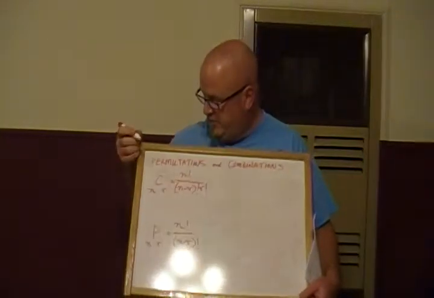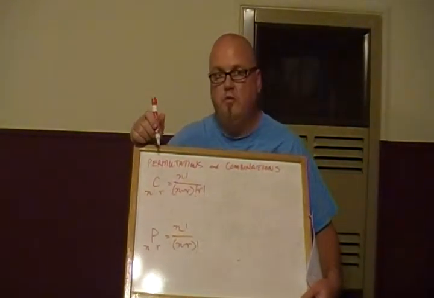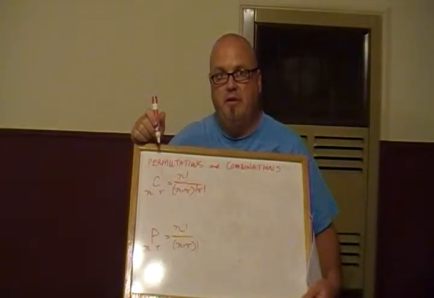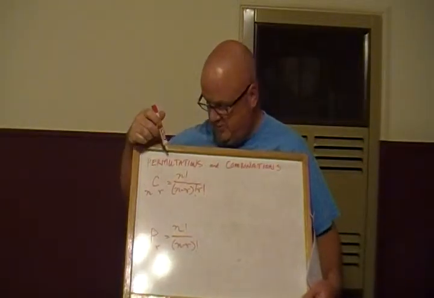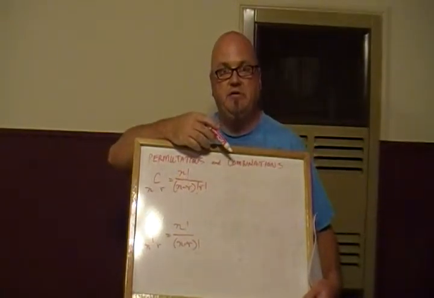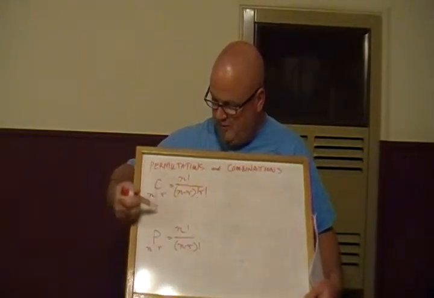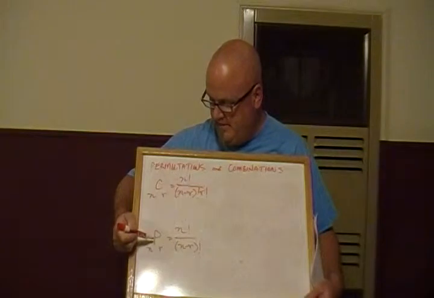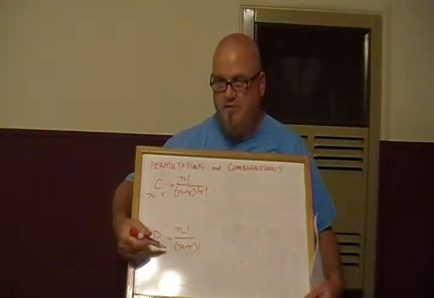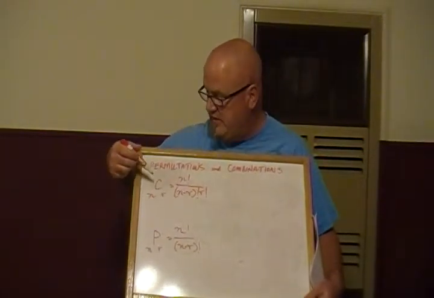Alright, this evening we're going to talk about some counting rules that we use in the study of probability, and these specifically are permutations and combinations and the difference between the two. Here are the formulas. I went ahead and wrote them down ahead of time. It's got probably some different notation than what you're used to, so I'll explain that first.